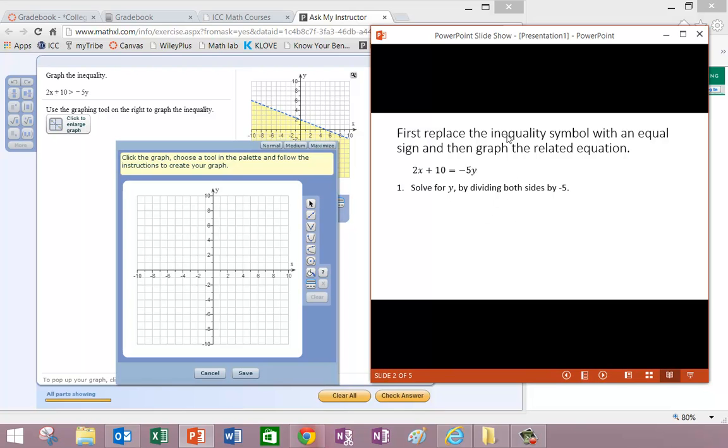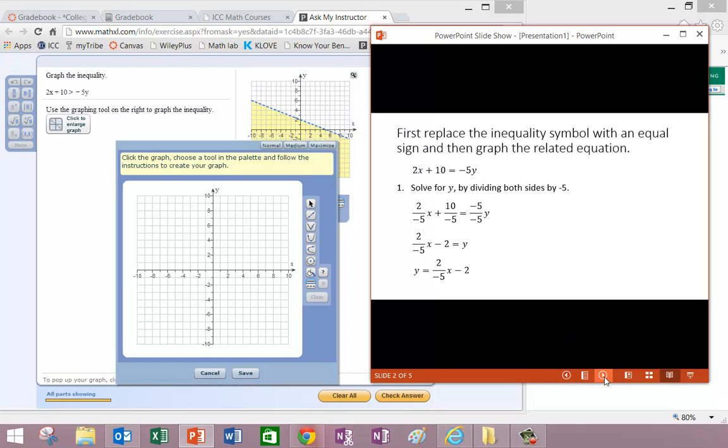First, replace the inequality symbol with an equal sign, and then graph the related equation. So we change it to 2x + 10 = -5y. Solve for y by dividing both sides by the coefficient of y, the -5. So we have (-2/5)x + 10 divided by -5 equals -5 divided by -5y, which of course simplifies to -2/5 x - 2 = y.